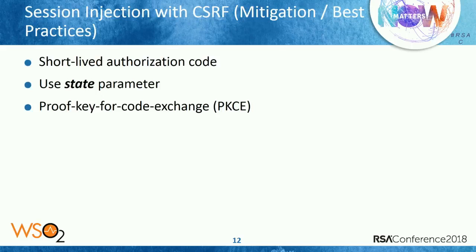The second approach is to use the state parameter. The state parameter is an optional parameter in the OAuth specification, but any serious OAuth deployment must use it. The way it works is the client application, before it redirects the user to the authorization server, has to generate a random value, add that random value to the user session or browser session, and then redirect the user to the authorization server and also send that state parameter in the authorization request, right?